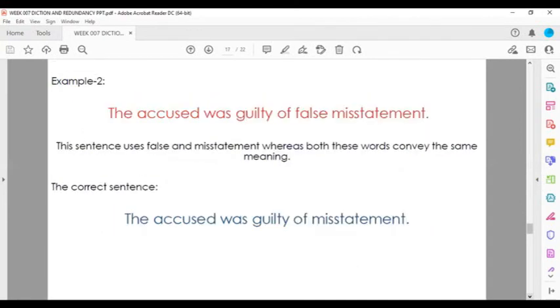Another: the accused was guilty of false misstatement. When we speak of the word mis, it connotes negativity, and then we have the word false. So this sentence uses false and misstatement, whereas both of these words convey the same meaning. To make it right, it sounds much better if we say, the accused was guilty of misstatement.